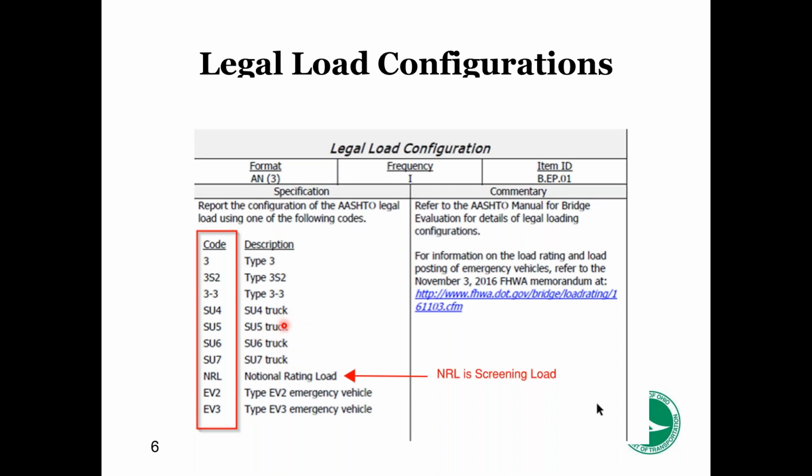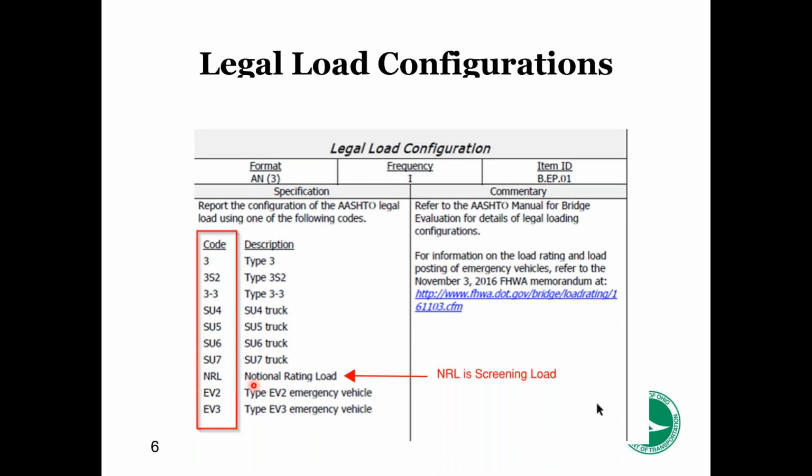These trucks we already have as a part of our load rating. Then there is a notional rating load, NRL, and then the two emergency vehicles, EV2 and EV3. And you can recognize that EV2 and EV3 are already part of our daily life of load rating. NRL is a notional rating load.